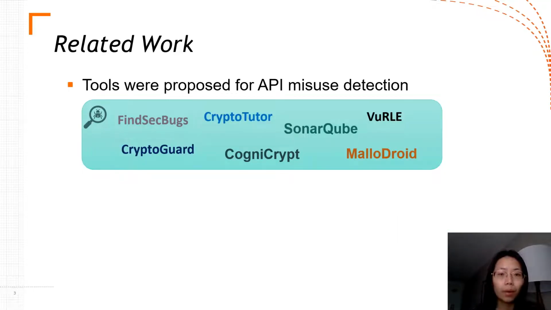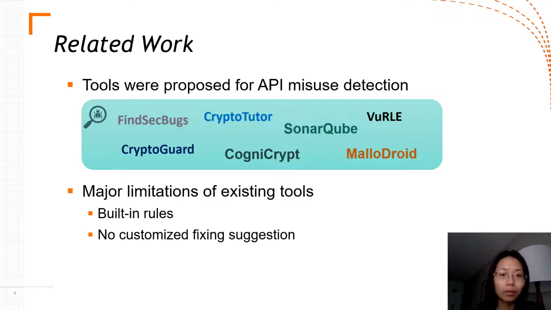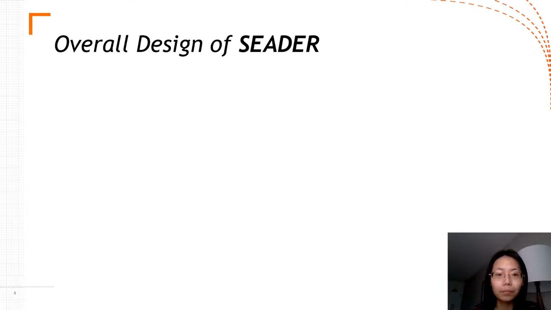Many tools were proposed to identify security API misuse. However, most of them identify misuse with predefined rules. Users cannot easily extend these tools to detect more API-related vulnerabilities. Moreover, they report API misuses without suggesting any customized fix. Developers' lack of cybersecurity knowledge makes it difficult to fix those issues independently.